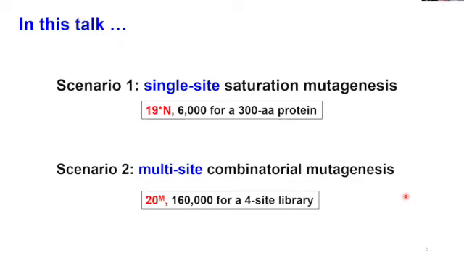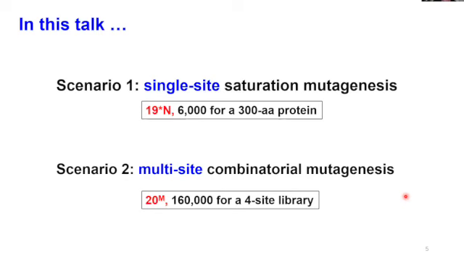The first one is single-site saturation mutagenesis, so we are looking at one mutation at a time. For a typical 300 amino acid protein, the library size is about 6,000. I think that's still manageable by most biofoundries. Then we're also looking at multi-site combinatorial mutagenesis, but there is an exponential explosion in the library size. So that's where we are trying to implement design, build, test, learn cycles, to more efficiently guide through these landscapes.